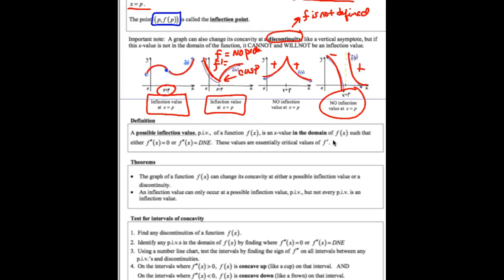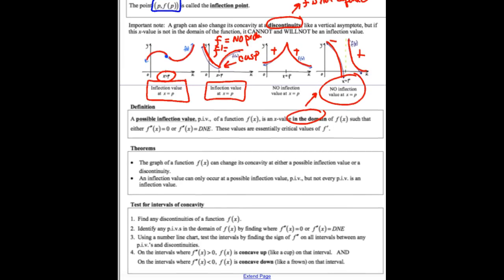So a possible inflection value of f of x is an x value in the domain, so again, that was this issue, such that the second derivative is 0 or does not exist. Those are called possible inflection values. So that's kind of like our critical points, but they're critical values of the second derivative. The graph of a function can change its concavity at either a possible inflection value or a discontinuity. Again, right here, we had a change in concavity at a discontinuity.